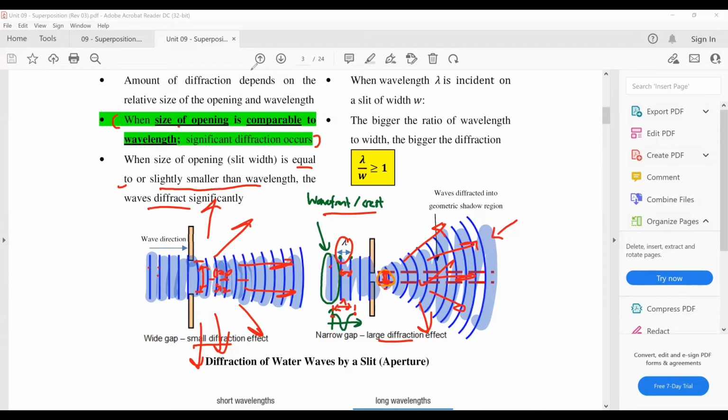If you notice, they are not comparable, like the first diagram. This one is the wavelength, this one is the gap. You see, they are not comparable. One is so much bigger than the other. So this one will not have significant diffraction.